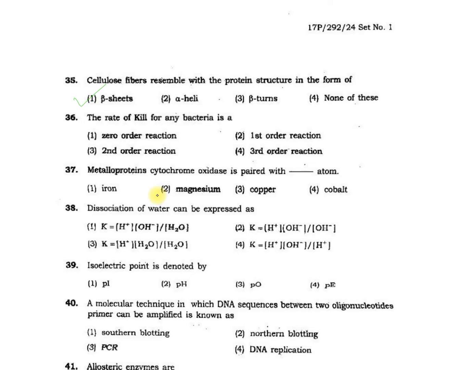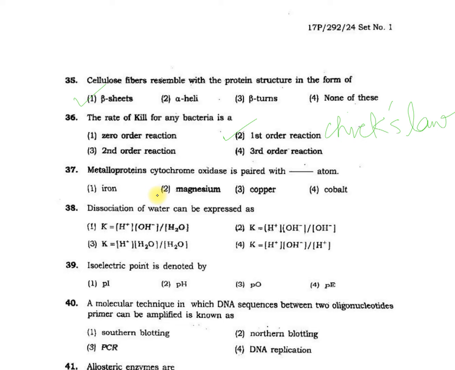Question number 36. The rate of kill for many bacteria is 1, zero order reaction, 2, first order reaction, 3, second order reaction, and the fourth option is the third order reaction. The correct option is number 2, the first order reaction. It follows the law which is called Chick's law, which is usually studied for disinfection using disinfectants like phenols or alcohols.